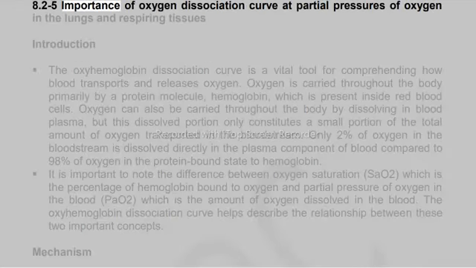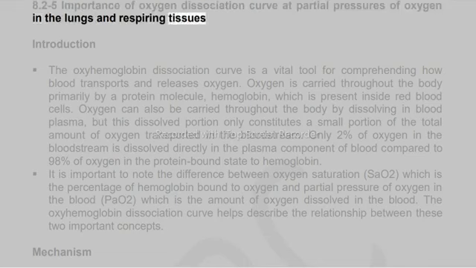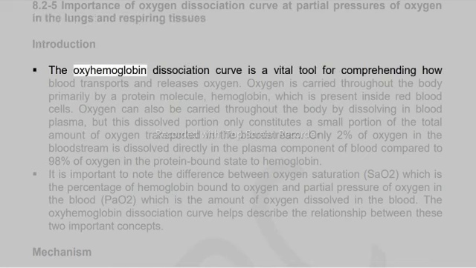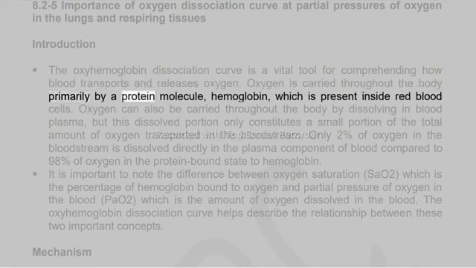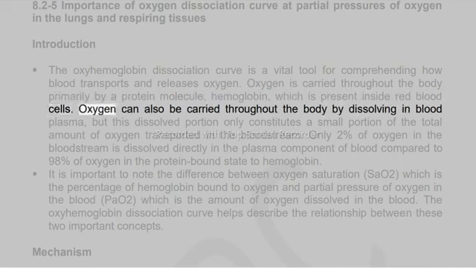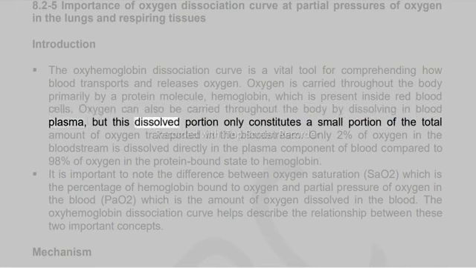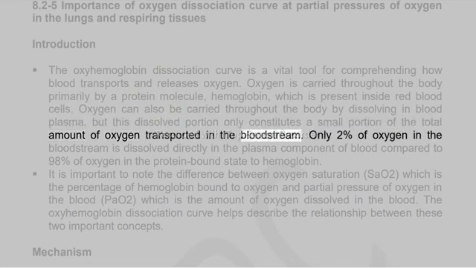8.2 to 5 Importance of oxygen dissociation curve at partial pressures of oxygen in the lungs and respiring tissues. Introduction. The oxyhemoglobin dissociation curve is a vital tool for comprehending how blood transports and releases oxygen. Oxygen is carried throughout the body primarily by a protein molecule, hemoglobin, which is present inside red blood cells. Oxygen can also be carried by dissolving in blood plasma, but this dissolved portion only constitutes a small portion of the total amount of oxygen transported in the bloodstream.